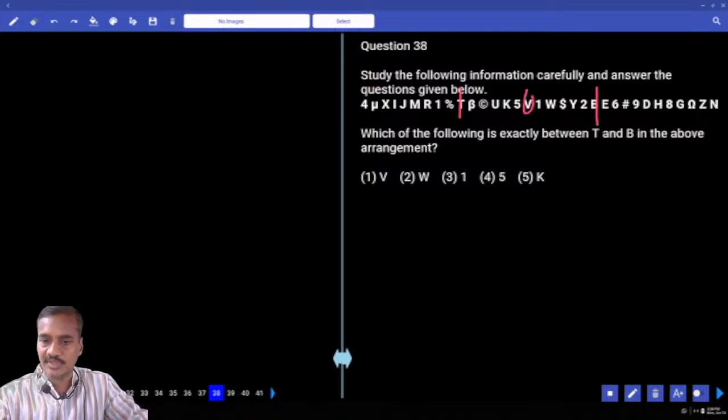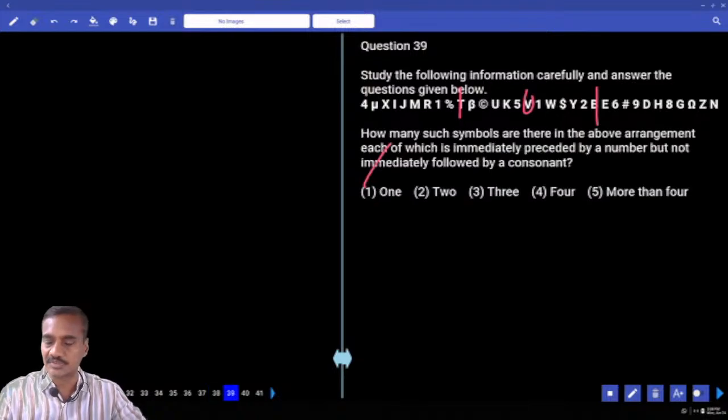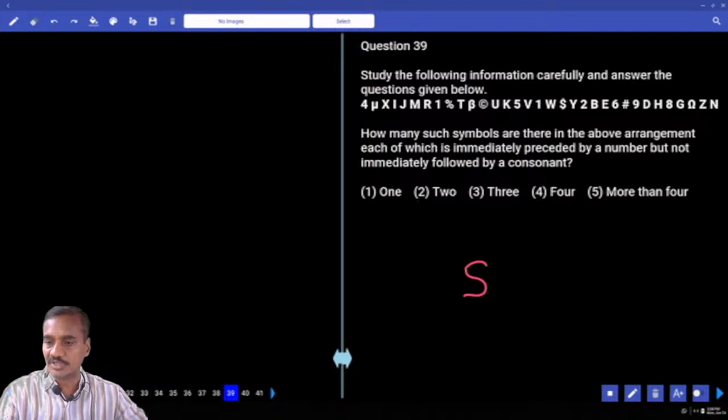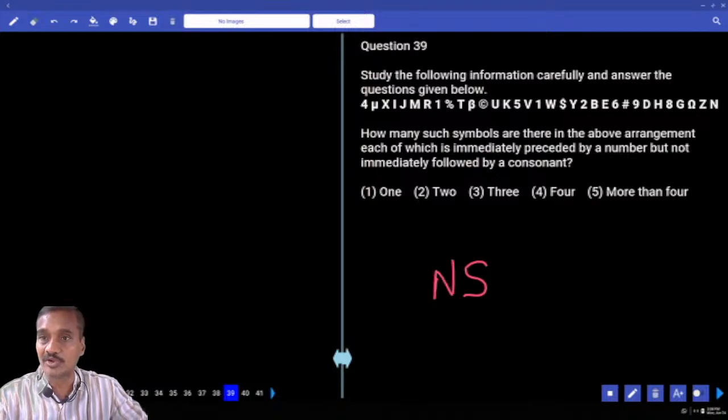What is your answer? V. And V, choice one, question number 38. And how many such symbols are there? And immediately preceded by what? Number. But not followed by consonant. But not followed by consonant means this symbol must be followed by something, and this symbol is not followed by a consonant.